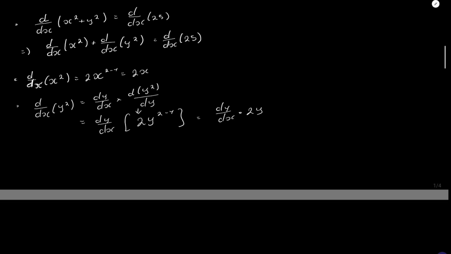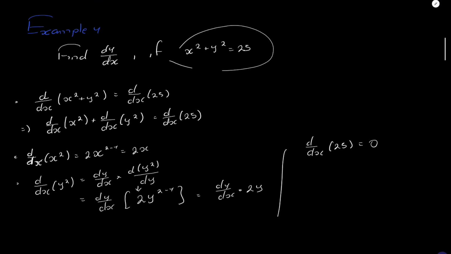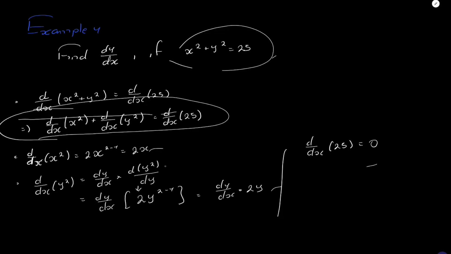Now move on to our last term. The derivative with respect to x of our constant 25 is equal to 0. This is all from our constant rule, which states that the derivative of any constant with respect to x, or the derivative in general of any constant, gives us 0. So all we need then to do is to substitute these terms in our initial expression here. We substitute this and this in this expression.